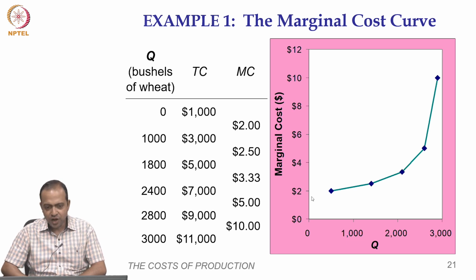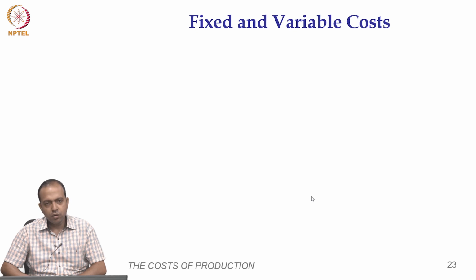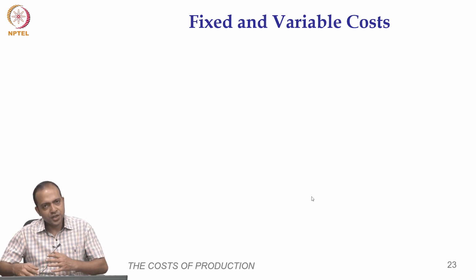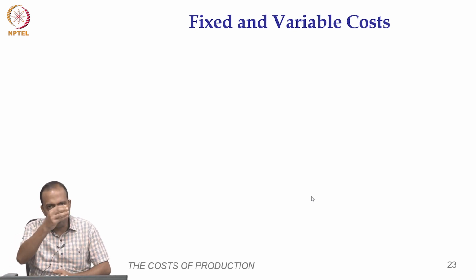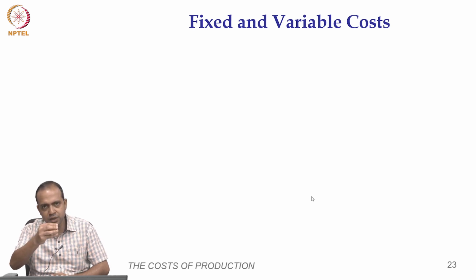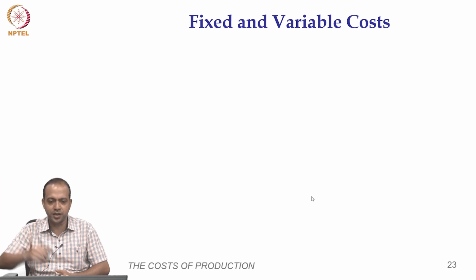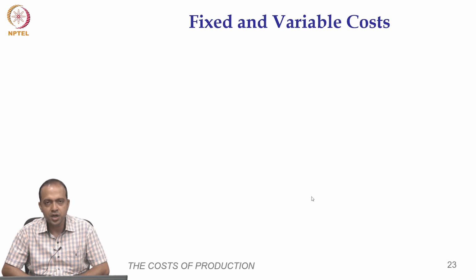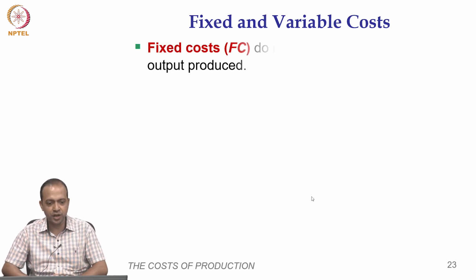Sometimes marginal cost may have a component which will show that initially it is falling and then only it is increasing. So, we will explain that with the help of these two components. Let us try to understand fixed and variable cost. We have already explained earlier.